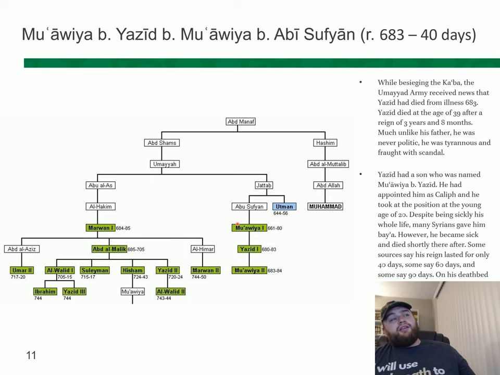And after Muawiyah II passed away, Marwan bin al-Hakam, the right-hand man of Uthman, took over, and the rest of the Umayyads are known as the Marwanid Umayyads. So all of these green boxes down here were caliphs, right? One of the most famous ones in Umayyad history is Umar bin Abdul Aziz. He's also known as Umar II, which we'll talk about here in a moment.